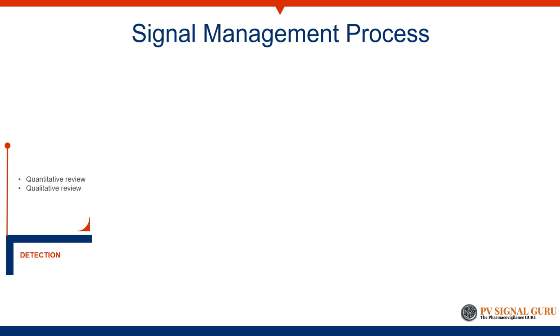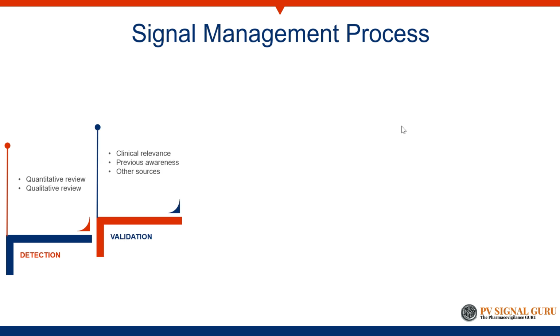Next is the signal validation. Over here, we try to identify whether the signal is new or previously known. The steps involve assessing the quality and reliability of the data supporting the signals. And what we focus on is to ensure the data is, as I said, credible and warrants further investigation.